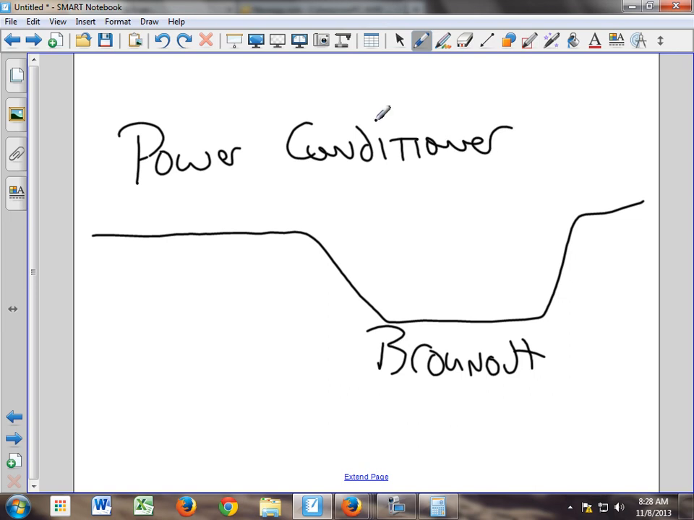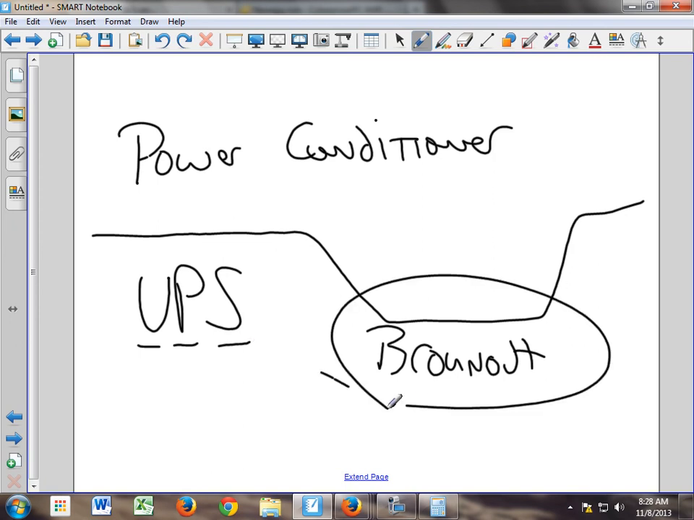Okay, that's going to be on the test, and it's not a PSU because that's a power supply unit. It's a UPS, same initials but they mean something else. UPS: uninterruptible power source, okay? And a UPS and a power conditioner will both solve a brownout, okay? The only thing a power conditioner does is a brownout, okay?